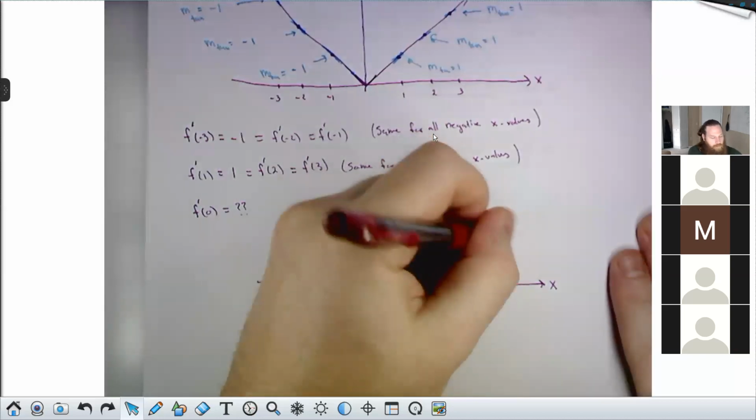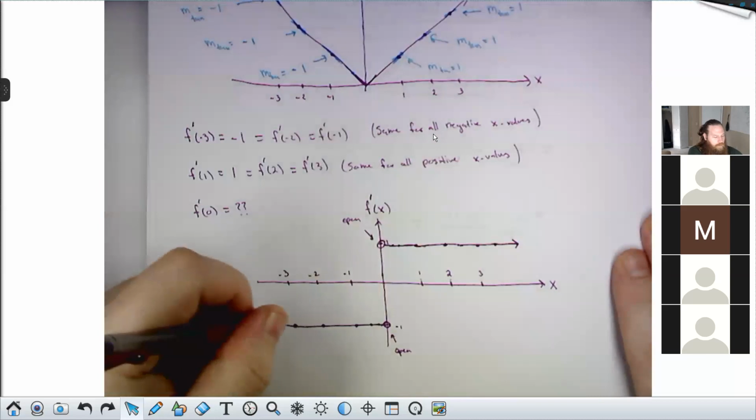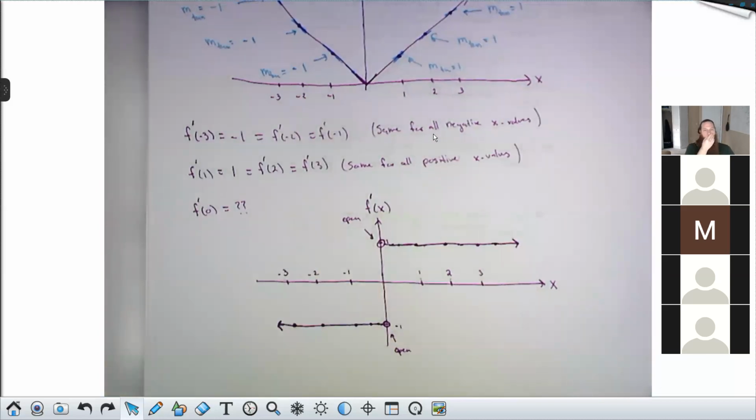Here's your graph of f prime. This is the correct graph. And the natural question is, well, what about at 0? And the answer is f prime does not exist at 0.